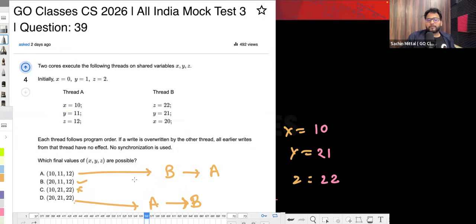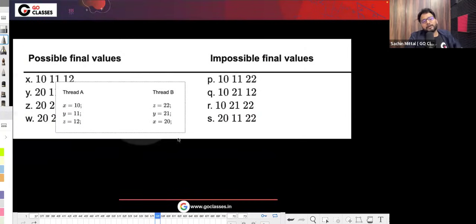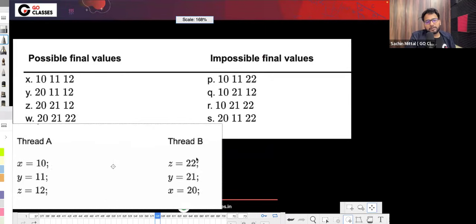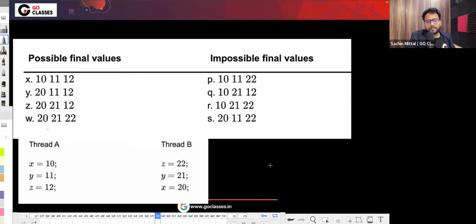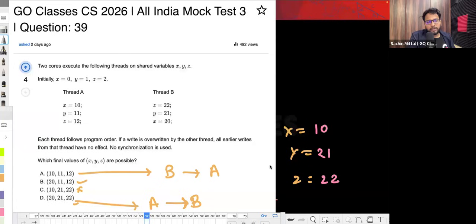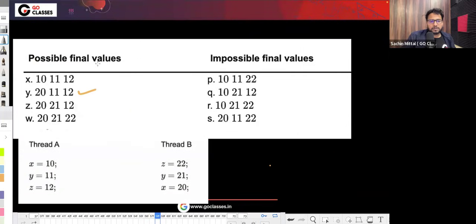So this is possible, this is possible. But there are some other possible and non-possible combinations. Let's just see all of them. For example, I have written here some possible and non-possible combinations. So for the possible, we have done 20, 11, 12 also. 20, 11, 12, this is done. Thread A completely, this is done. 20, 21, 22 is also done. Let's just check if this is possible: you want x to be 20, y to be 21, and z to be 12. Okay, you want this combination.